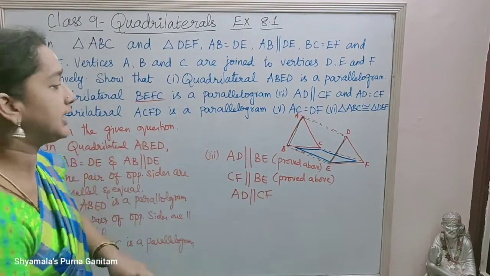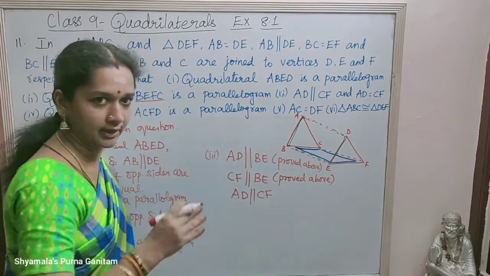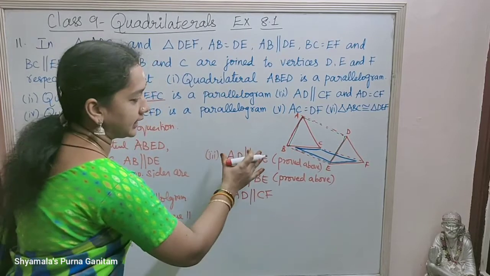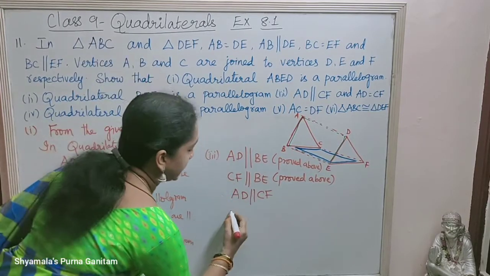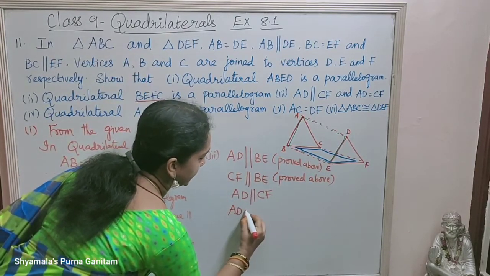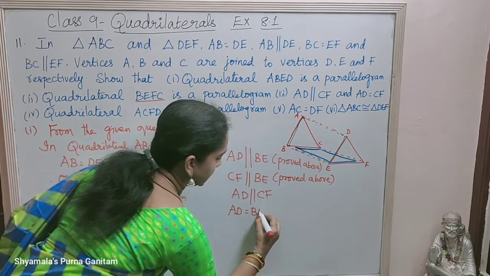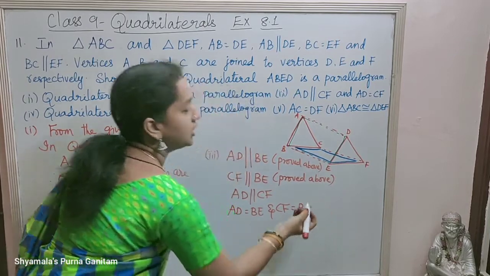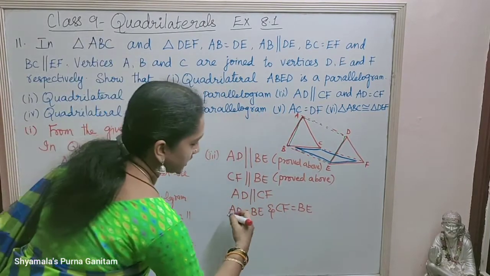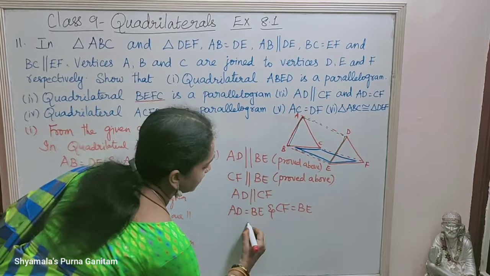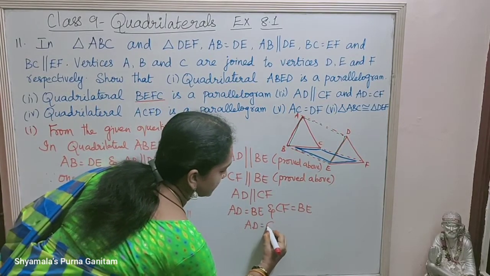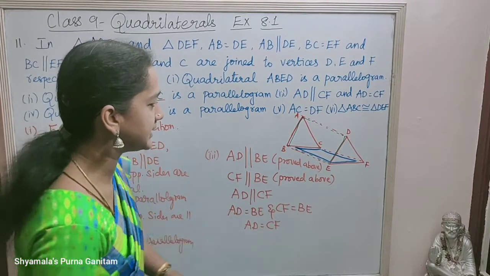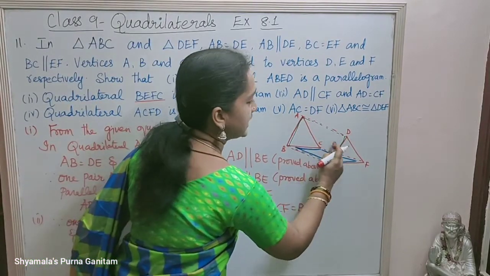So the same thing can be considered. Since it is a parallelogram, opposite sides are parallel and equal. So we have taken the parallel alone and we have proved. Then next one is equal, we can say. AD is equal to BE and CF is equal to BE. This one also with the above proof we are taking. So since these two things are equal, we can say that AD is equal to CF.